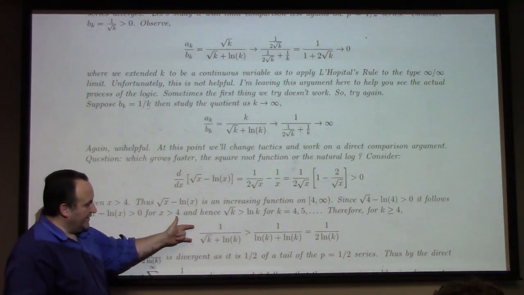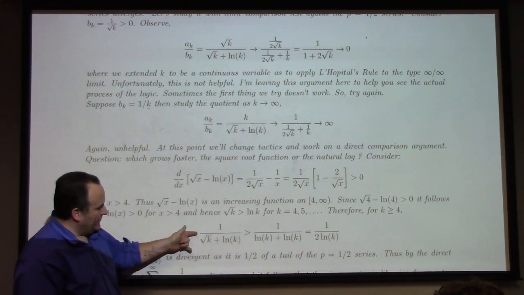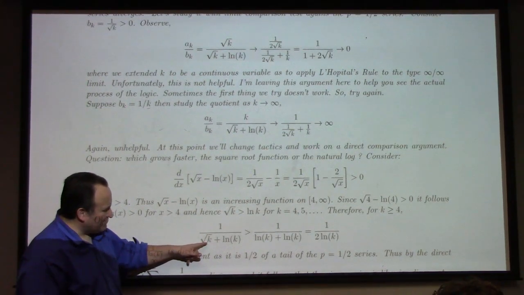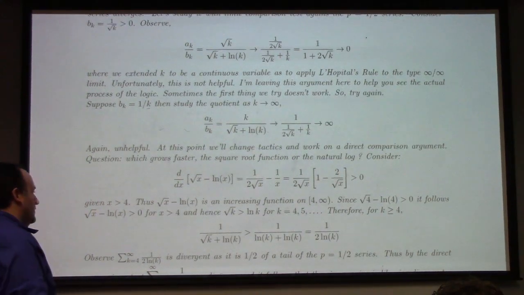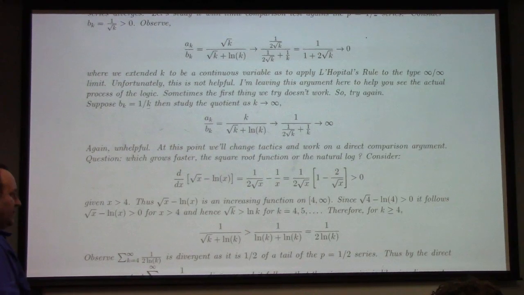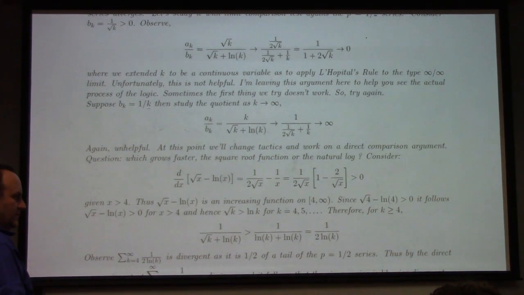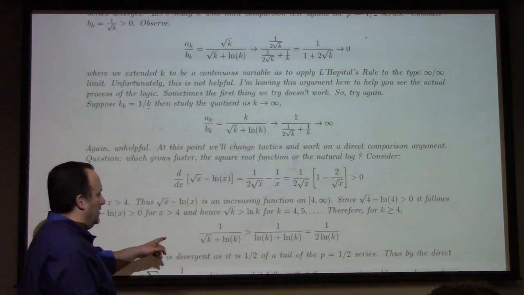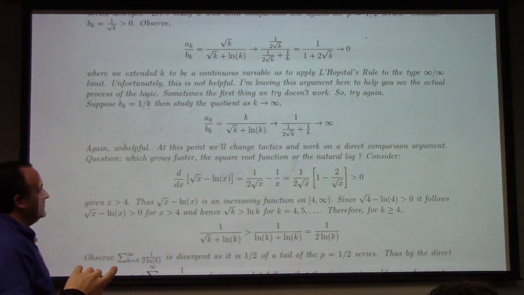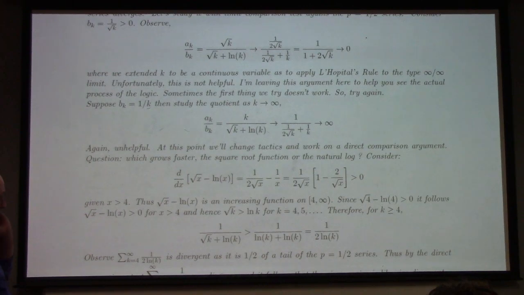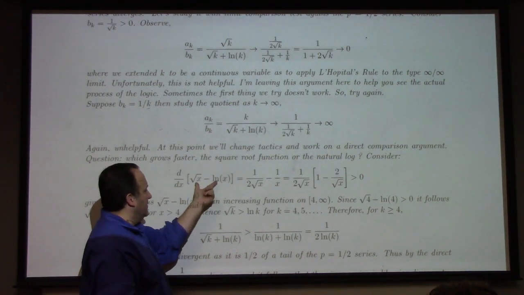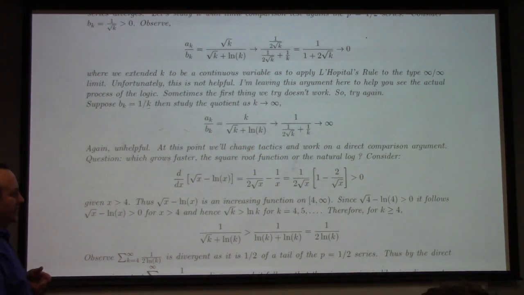And once I know that, then I can trade this one for this smaller, I can replace. So the square root of k is larger. Wait a minute. Why don't you switch the sign? Just a second. Why did I switch the sign? You have square root of x minus log of x, and you have 1 over square root of k plus... Oh, here? Oh, because I'm trying to compare. That's not a direct thing. I'm trying to compare the square root of x and the log x, because I want to trade. Yeah, I wanted to trade one of them for the other.